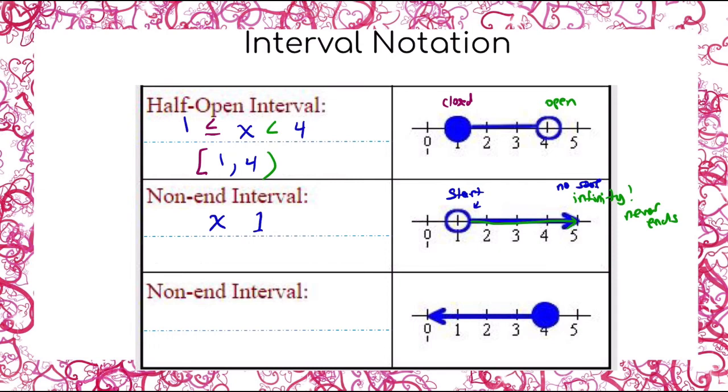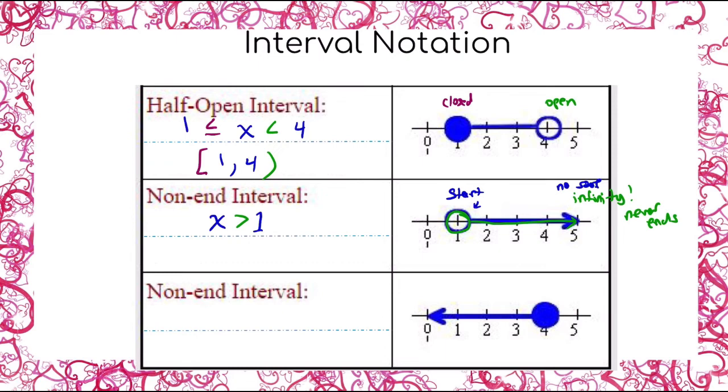Looking at ones that are greater than 1. So greater. Now I have to decide, should I have a line underneath or not? Is my circle open or closed? It's open. So that means no line underneath. My symbol stays naked.